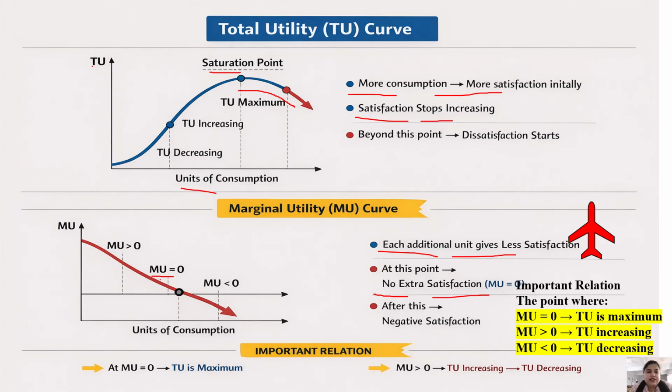We can link this diagram with this, right? So after that, the MU will be negative. So this is the important relationship: when the MU is greater than 0, it means that the total utility is increasing, right? And when the MU is less than 0, it means total utility is decreasing. And when the MU is equal to 0, the total utility is maximum. This is the total utility and marginal utility curve.